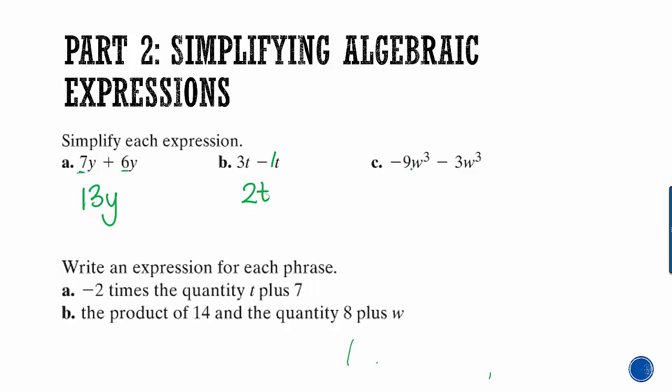And then this next one, we have like terms, w cubed. If I have negative 9 walruses cubed, take away 3 more walruses cubed, I am in the hole, 12 walruses cubed.